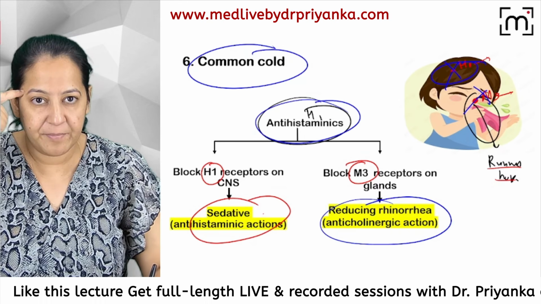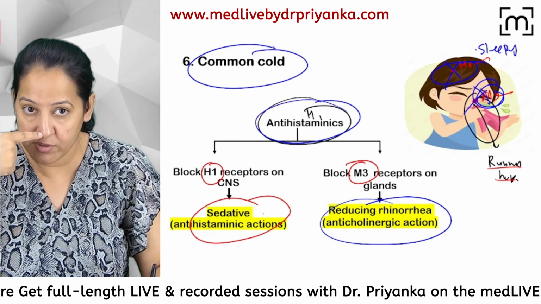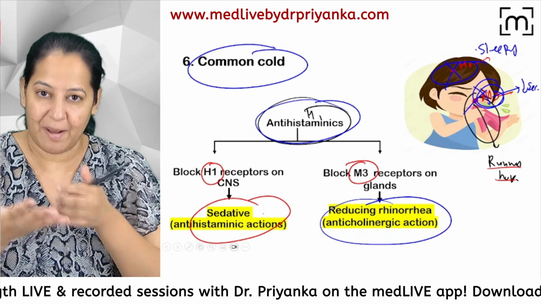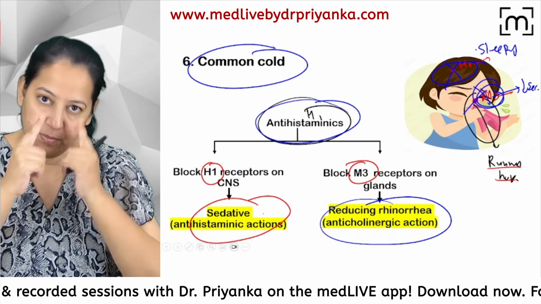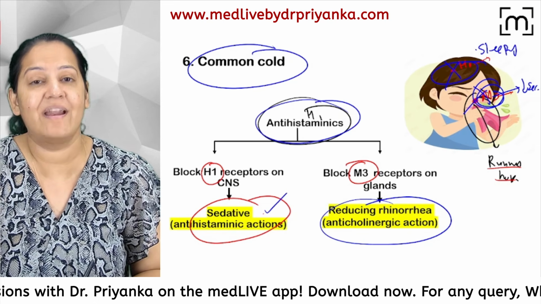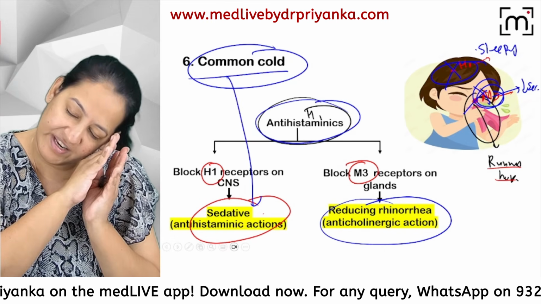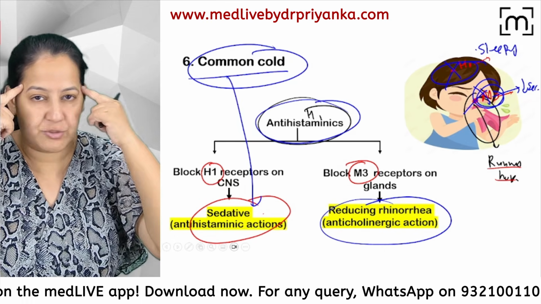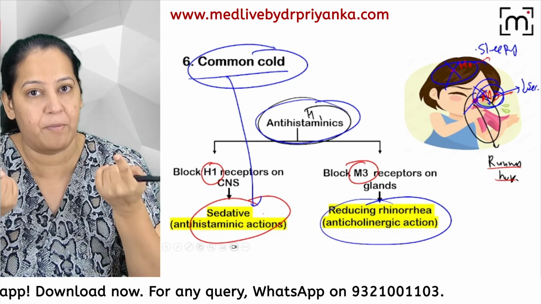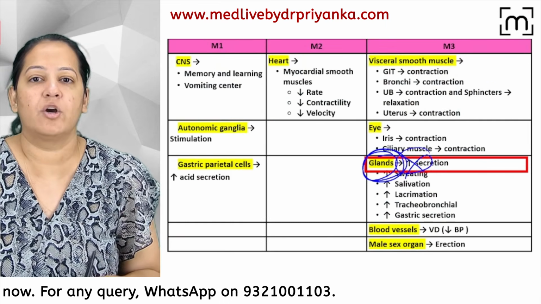So H1 receptors in the brain are blocked, the person will feel sleepy, sedation. And M3 receptors in the nose are blocked, the person has decreased secretion. Okay, so if I'm having a common cold, I will take a tablet of antihistaminic. So my secretions will reduce and I will take rest also. I will feel sleepy also. So here sedation is taken as an advantage because when the person is having a common cold, the person should take rest. Because H1 receptors in the brain are blocked, I'm feeling sleepy. My M3 receptors in my nose glands are blocked and I'm having less secretion. Okay, so double advantage in the common cold.